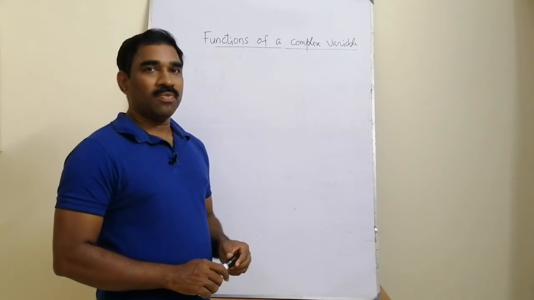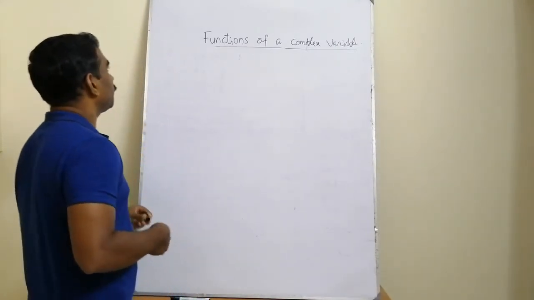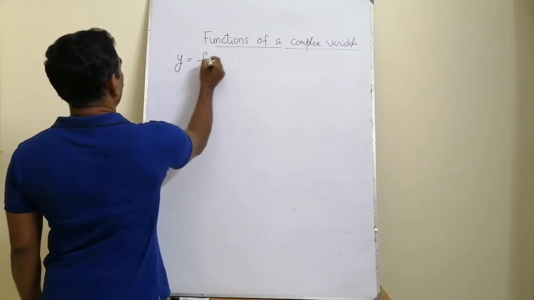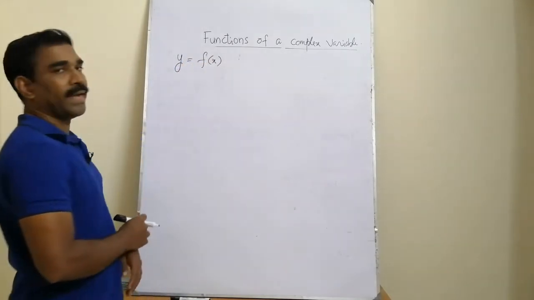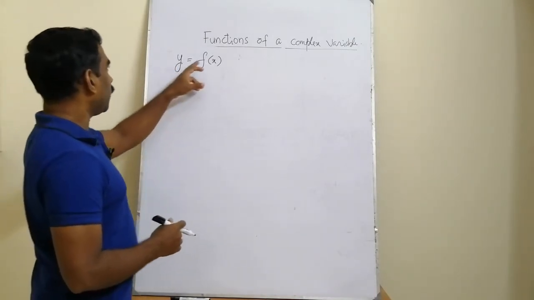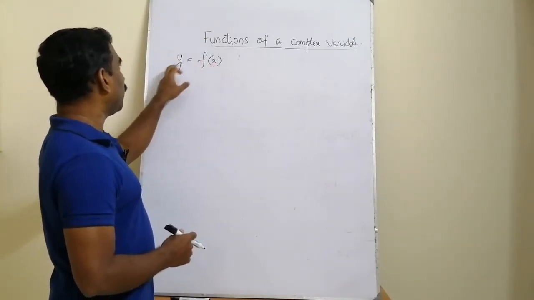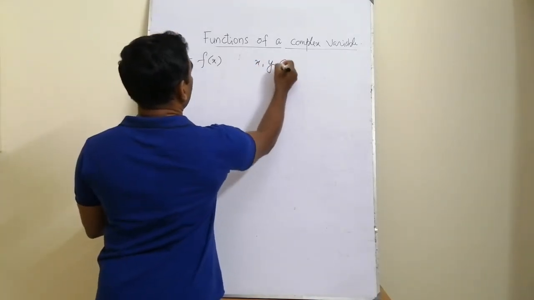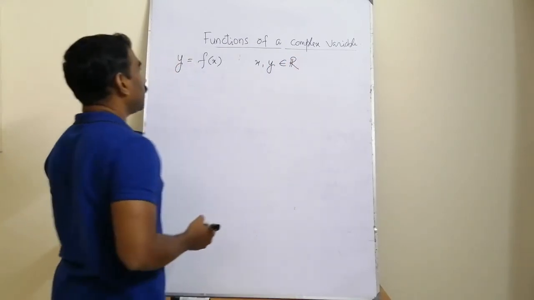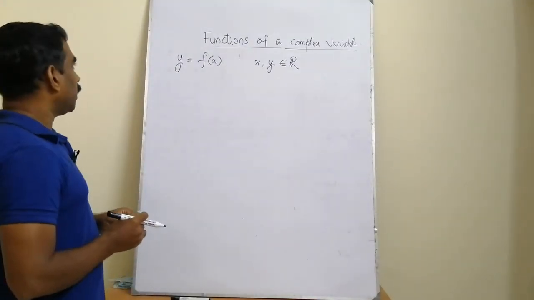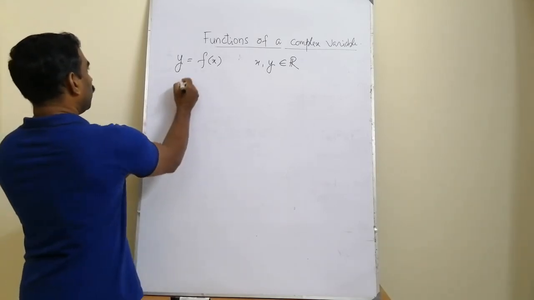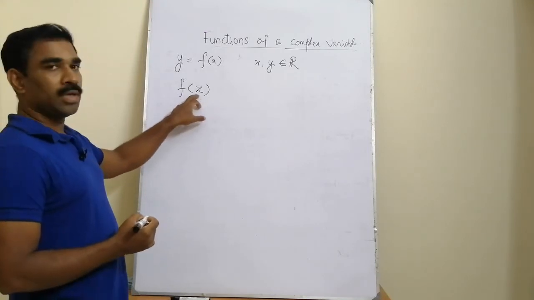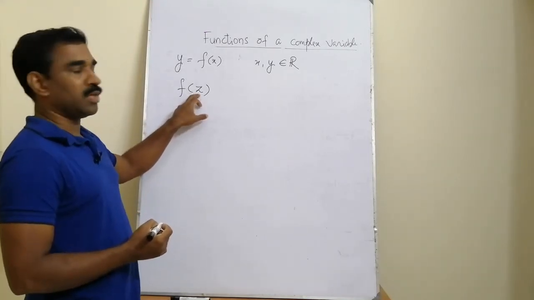Next we define what are functions of a complex variable. See, in real calculus we have already studied a function of the form y as a function of x, where we have two variables, one is the independent variable x and the other is the dependent variable y. In real calculus both these variables are real numbers. This x and y are real numbers. So this function is called a real valued function. Here we are considering another function called a function of a complex variable.